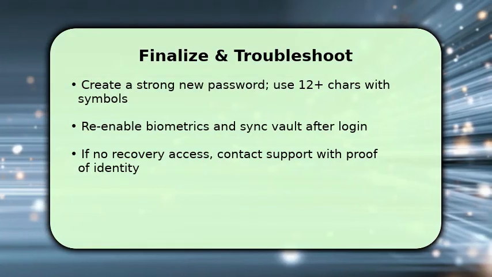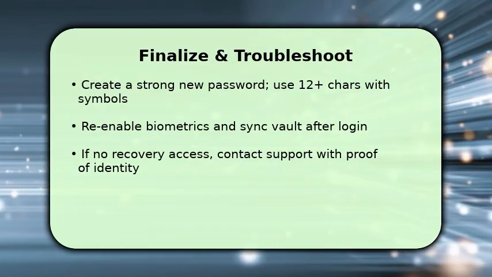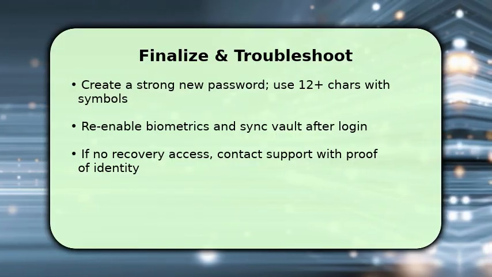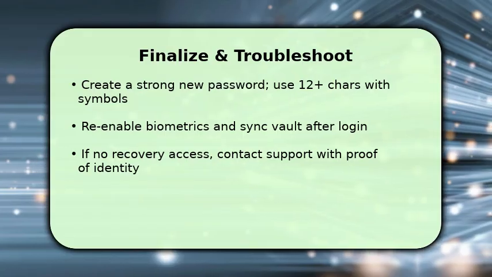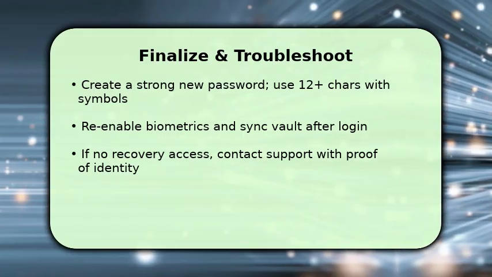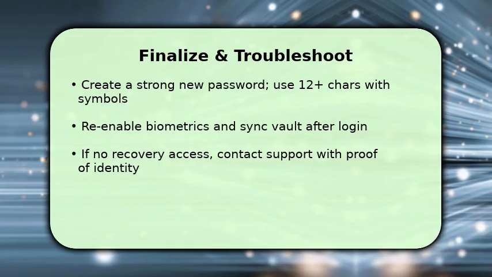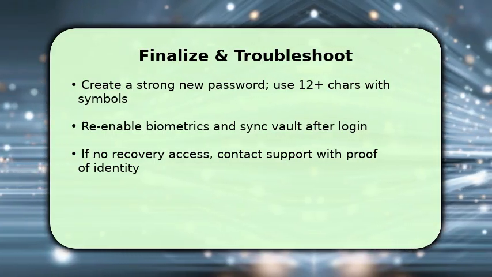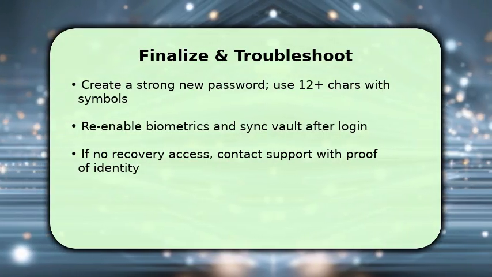After verification, choose a strong password, aim for 12 or more characters with mixed types, and save it in a secure manager. Confirm and follow prompts to re-enable biometrics and let the app fully sync your Vault data. Test signing out and back in to confirm the reset worked. If something goes wrong, like no access to the recovery email, contact support and be ready to provide identity proof. This is the primary fallback to restore access when automated recovery fails.